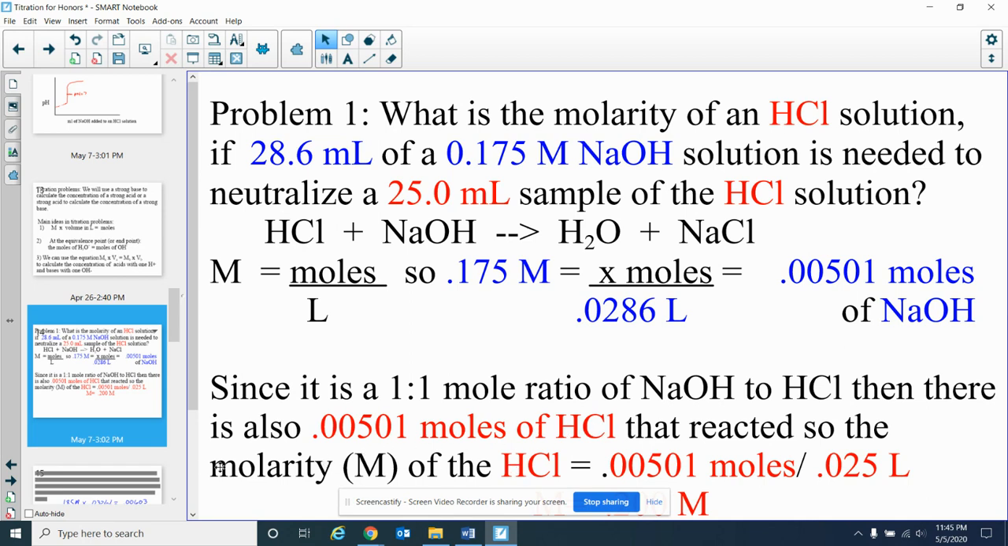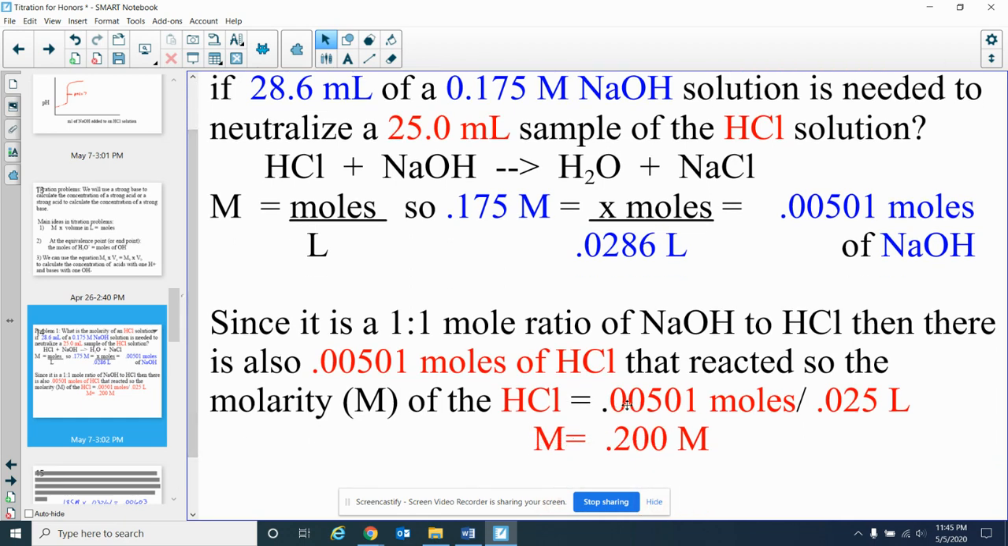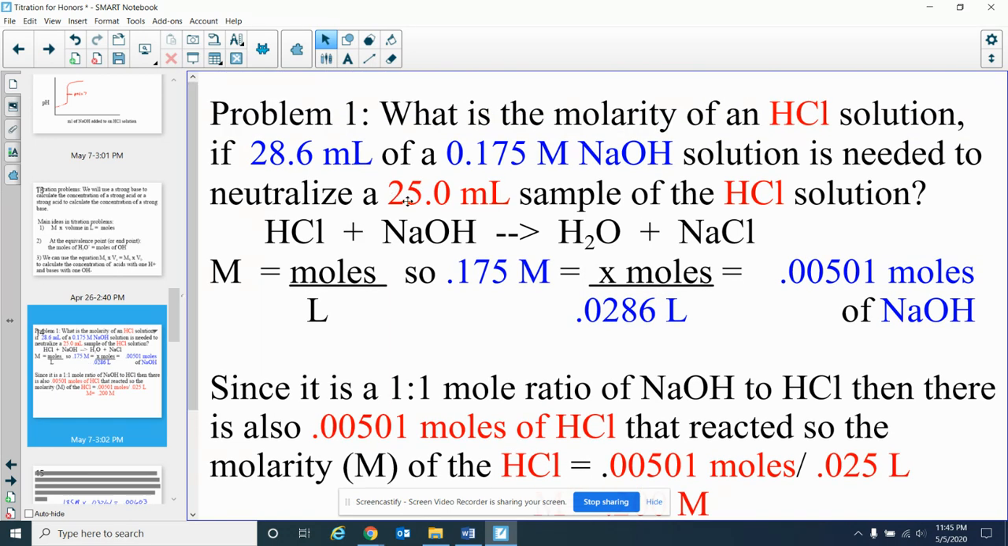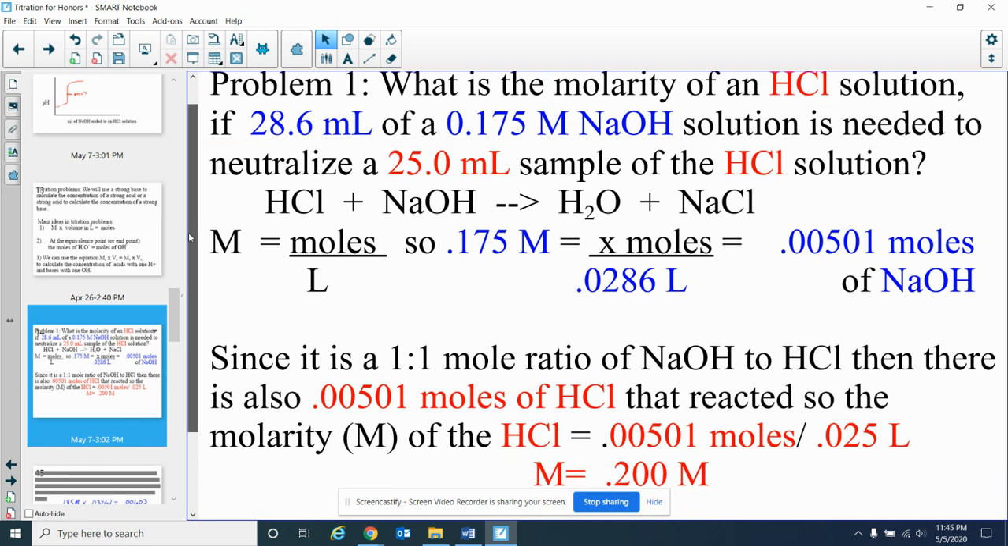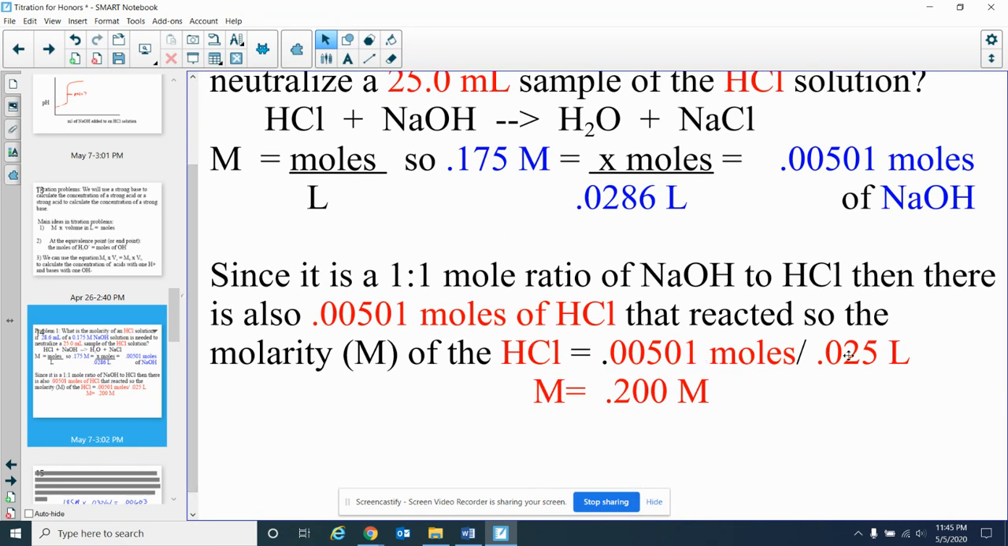So then we can calculate the molarity of the HCl by dividing the moles that we just found by how much HCl we had, which it told us in the problem was 25 mils. So putting that into liters is 0.025. So dividing moles by liters, we get the molarity of the HCl, which is 0.200 molar. Okay, let's try one more.